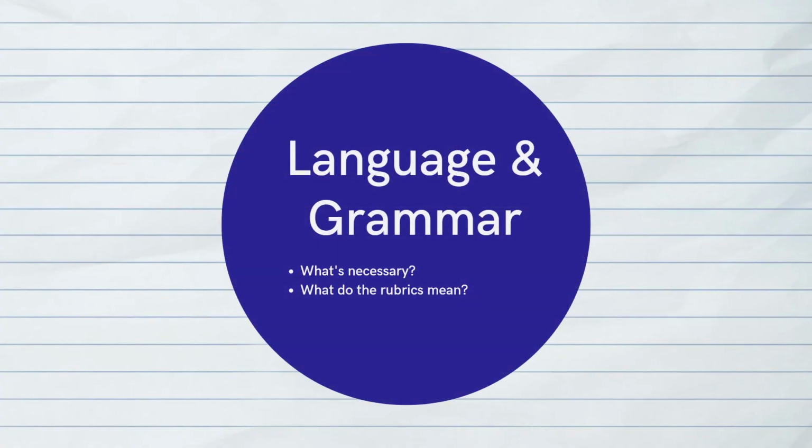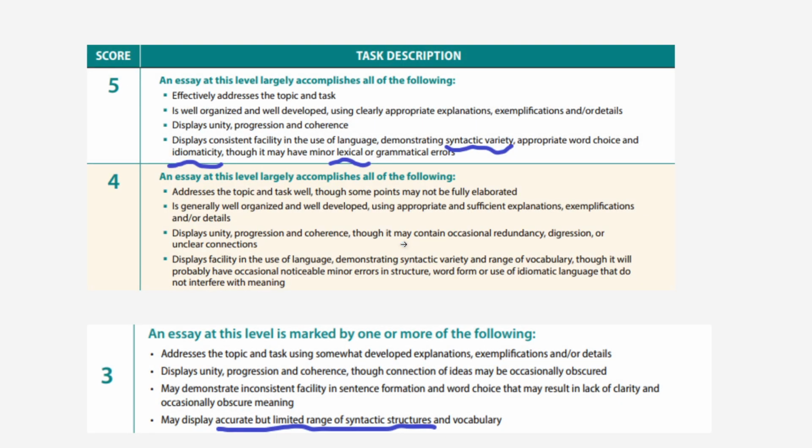Okay, so that's how to approach the essay. So now you know what needs to go into it, how to come up with ideas. And finally, let's talk a little bit about language and grammar. This is a test of your ability to use the English language and to write in English. So obviously language use and grammar are very, very important. So we'll talk about what's necessary and what the scoring rubrics mean.